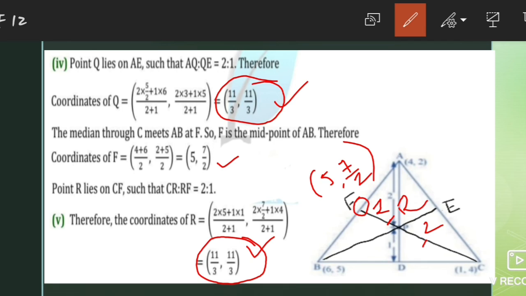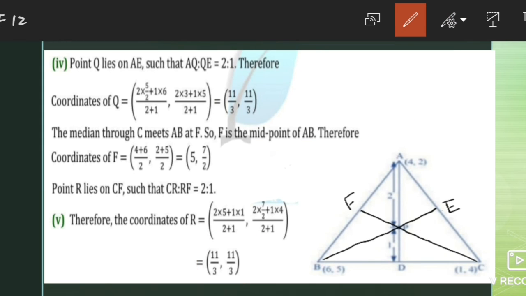That means these three medians AD, BE and CF will pass through a single point, and that single point is this point P, which is known as the centroid. Okay, this is the centroid of the triangle. As you can see, the three points are equal, so they coincide with each other, and that single point is P, which is also the centroid of the triangle. Okay, this is the observation.